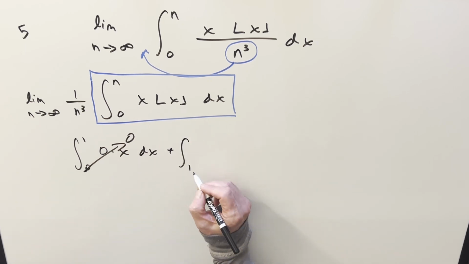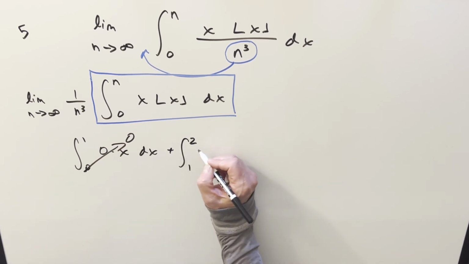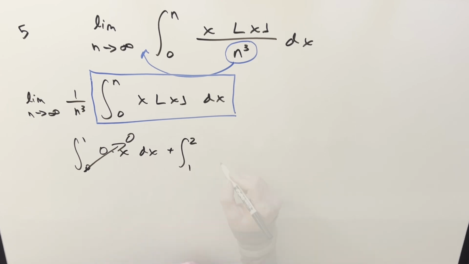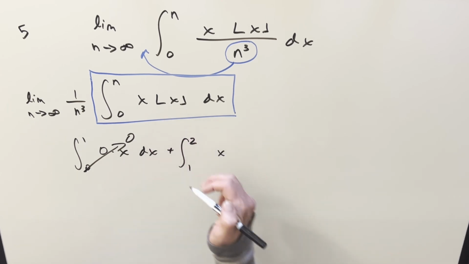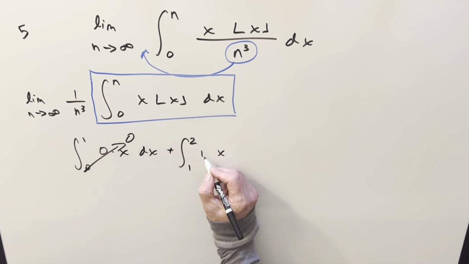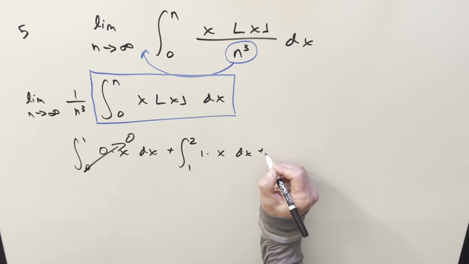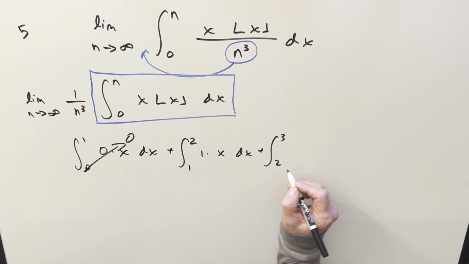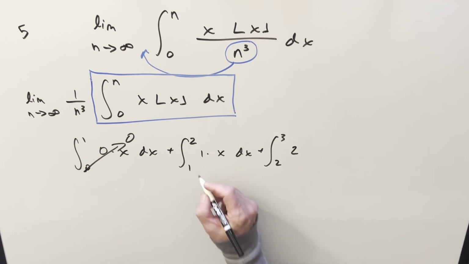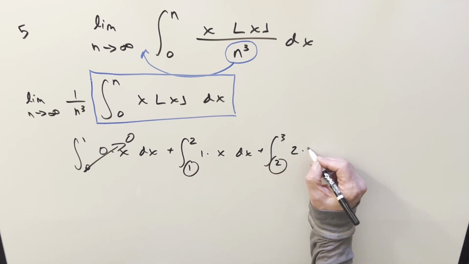So this first integral just goes away, and we don't have to worry about it. Then for the second piece, starting at 1, let's go from 1 to 2. Same thing happens: between 1 and 2, the floor rounds us down to 1. We could keep going like this on and on to infinity, where it's always going to round us down to the lower bound.